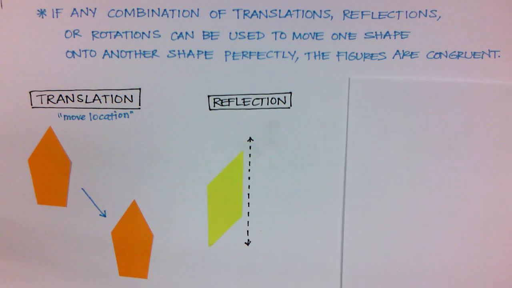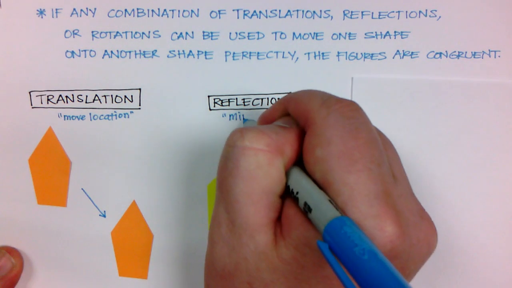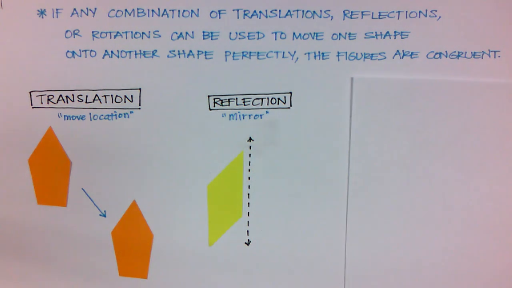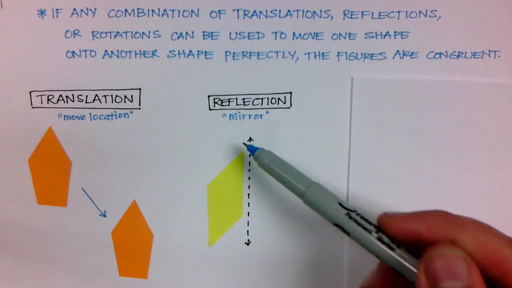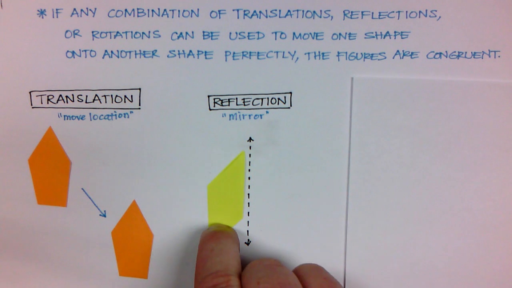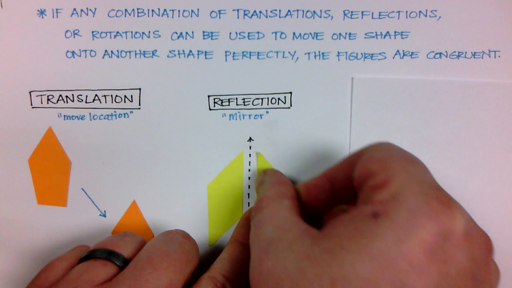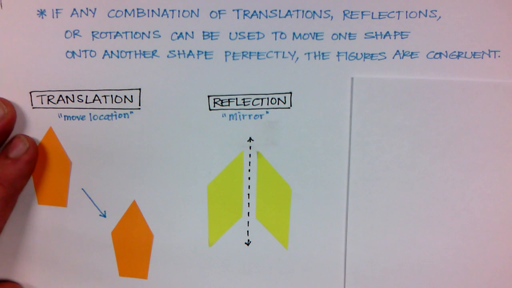The second kind is called a reflection. And when you think of a reflection, I want you to think of a reflection in a mirror, and how the shape would look if it's being reflected in a mirror. So in this case, I have this parallelogram, and this dotted line is going to be my mirror. So if I was going to have this parallelogram reflect over the mirror, it would look just like that. So that is what a reflection is, what it would look like when looking into a mirror.